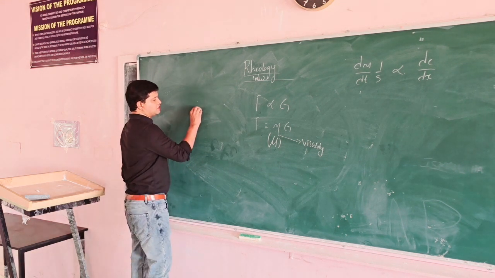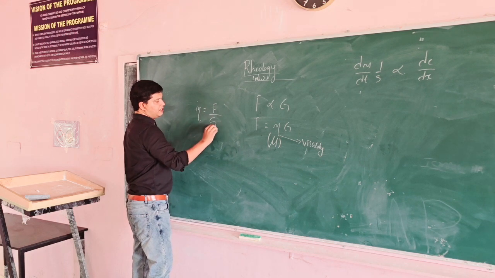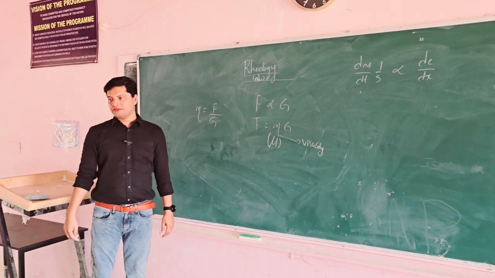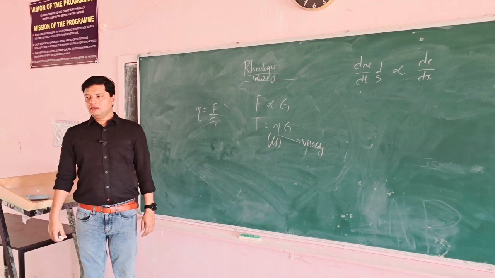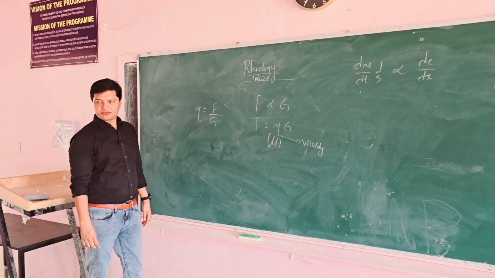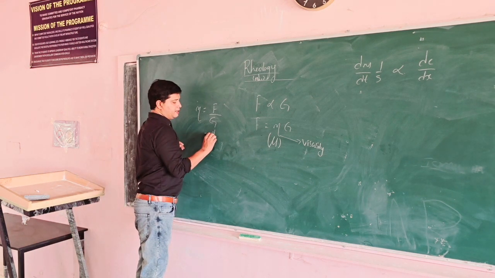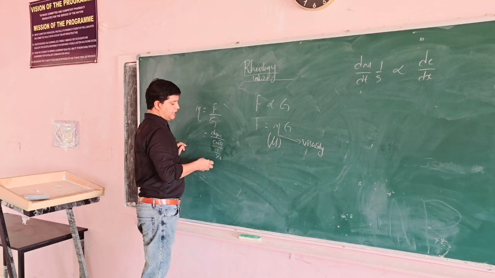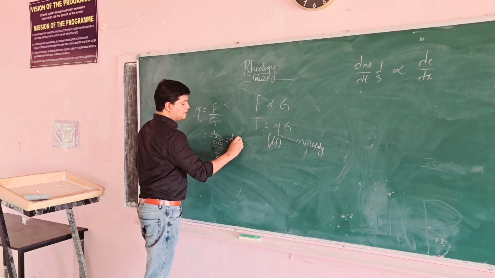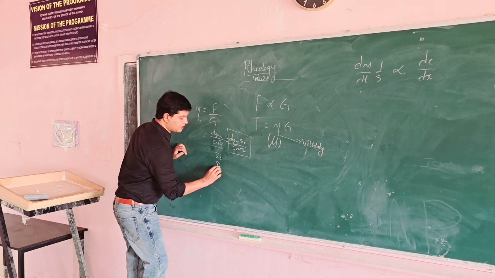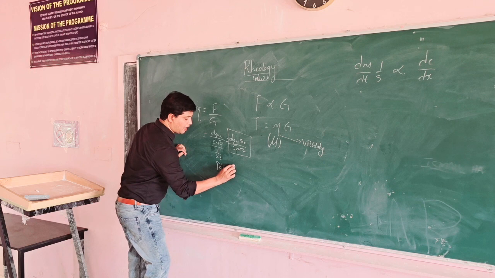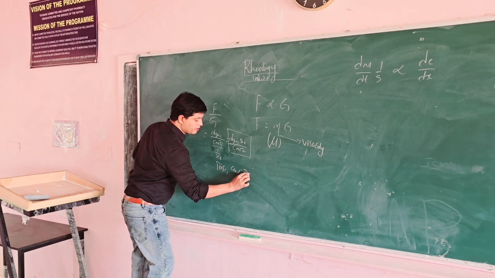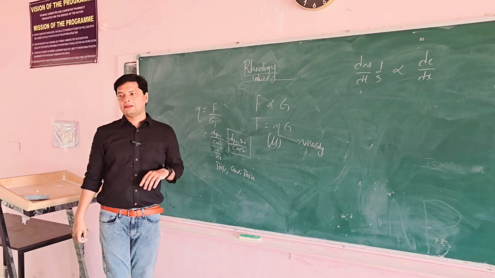So what is viscosity? Shear stress by rate of shear. What are the units? Dynes per centimeter square divided by 1 by second. So it will flip. So dyne second divided by centimeter square, which we call poise or centipoise. Why do we use poise?